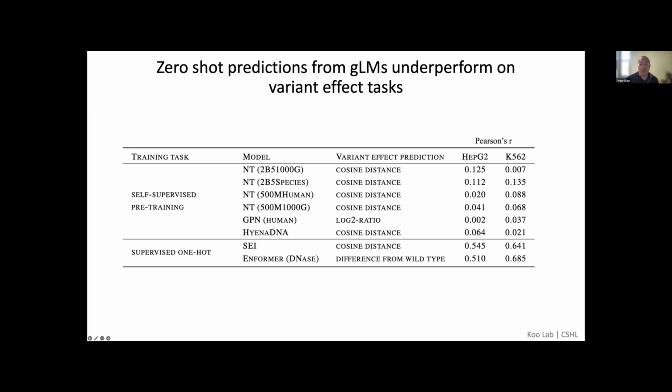You can see that gLMs are underperforming in variant effect predictions, especially compared to these supervised models. And this result was expected to some extent, given that these gLMs were trained without any cell type specific information, which is crucial for accurately predicting variant effects in different cellular contexts.